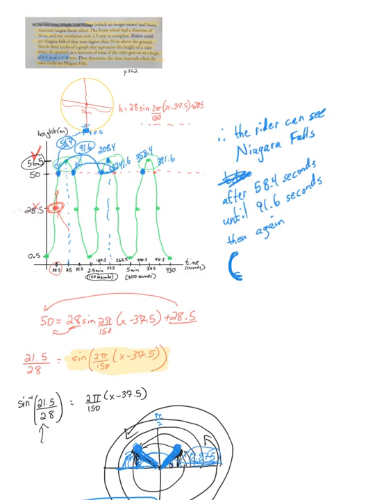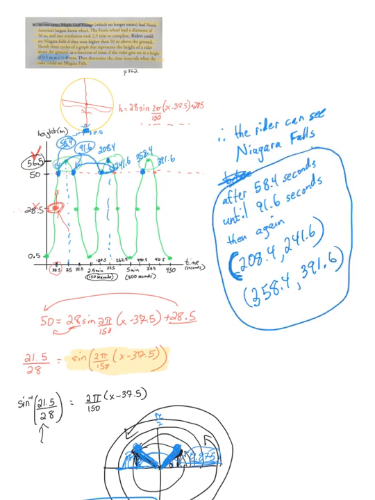All right, so 208.4 to 241.6, and 358.4 to 391.6. There you have it. Those are the 3 intervals of time where the rider can see Niagara Falls.